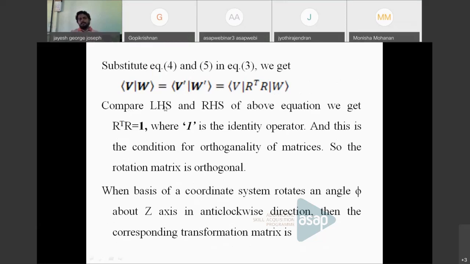Compare the LHS and RHS of the above equation. We get R transpose into R is equal to 1, where 1 is the identity operator. It is not the single scalar one, it is an operator, or a matrix. This is the condition for orthogonality of matrices. So we can say the rotation matrix is orthogonal. Although this is the concept of orthogonal.